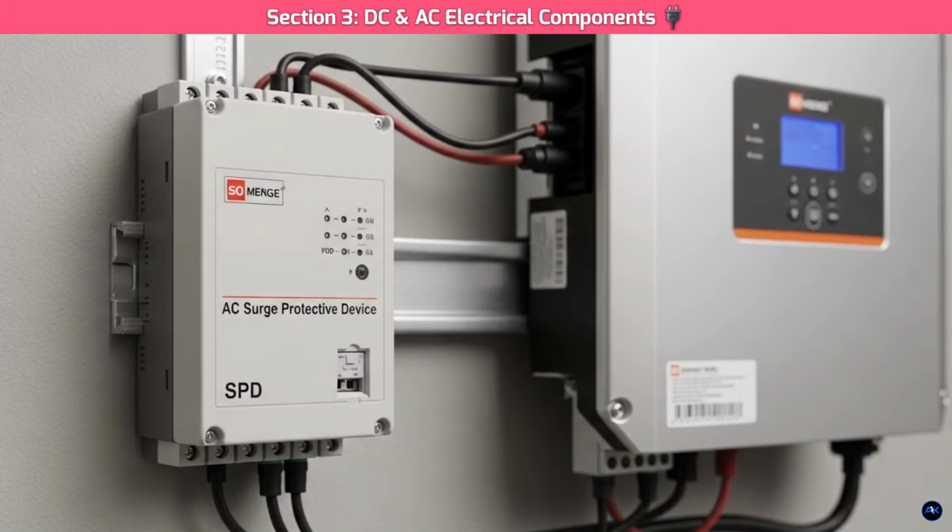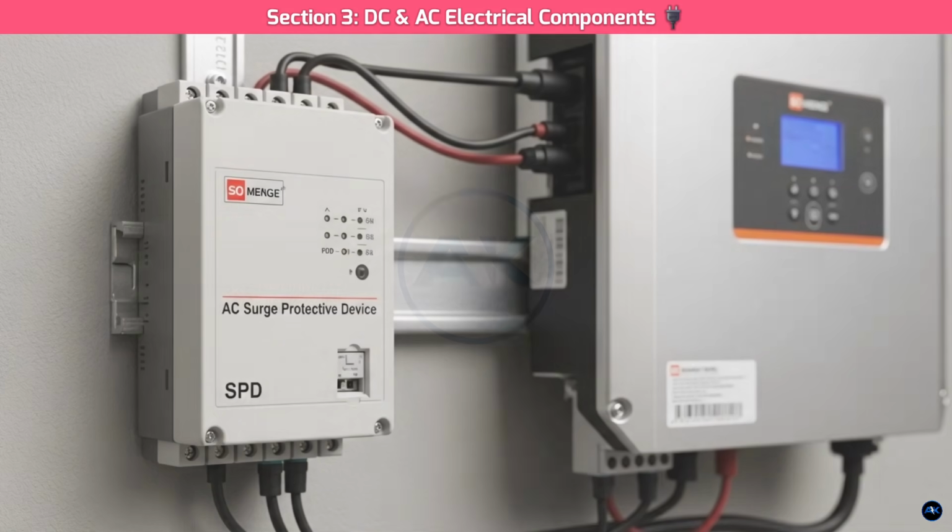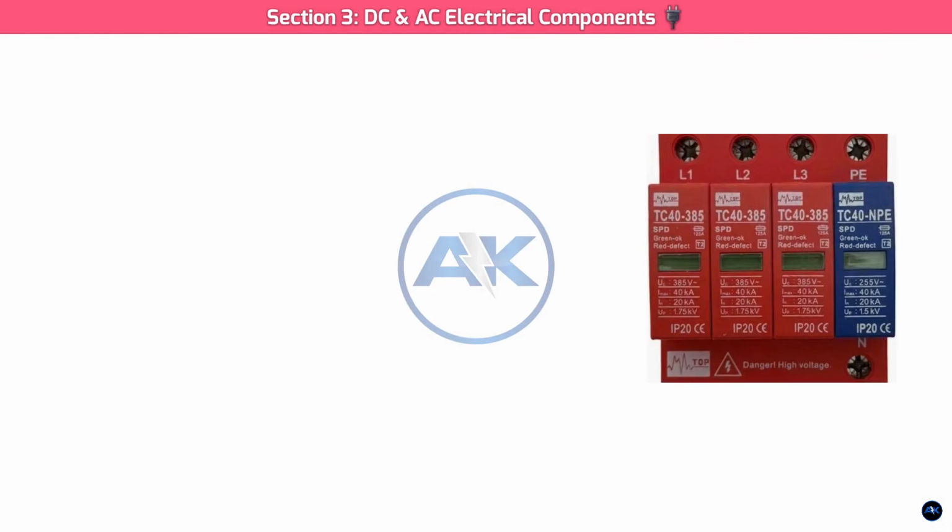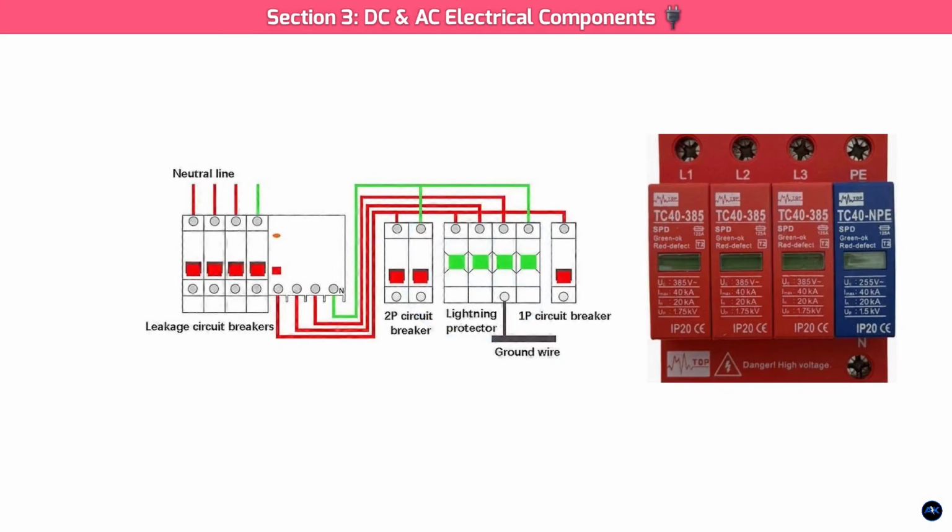Component 3. The AC surge protective device. Third on our list is the AC surge protective device, or SPD. This is a lightning rod for your inverter, protecting it from sudden voltage spikes that can come from the grid, like those caused by lightning strikes or utility switching. For a three-phase system, you'll want a Type 2 AC SPD with a three-phase plus neutral configuration.